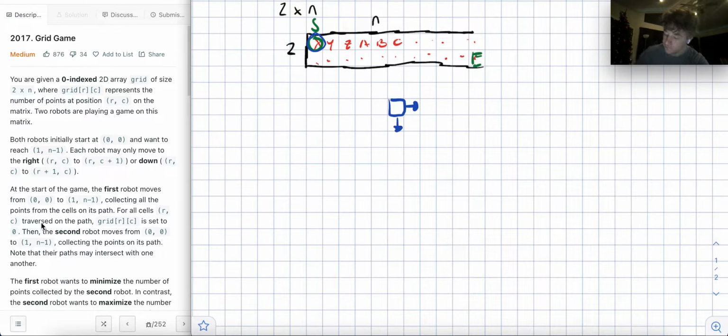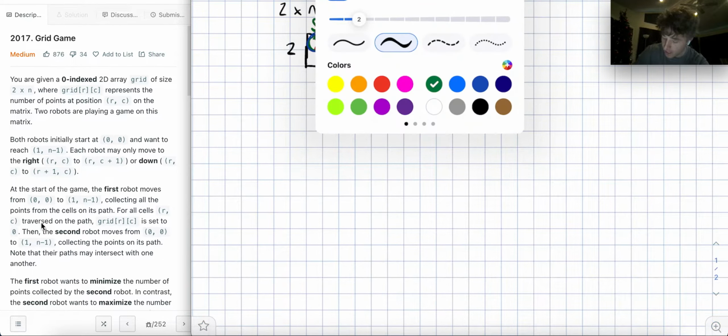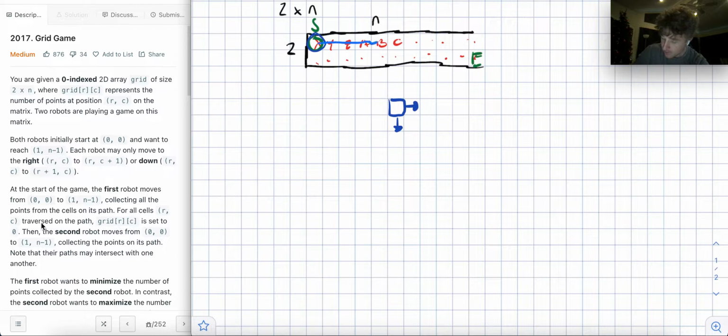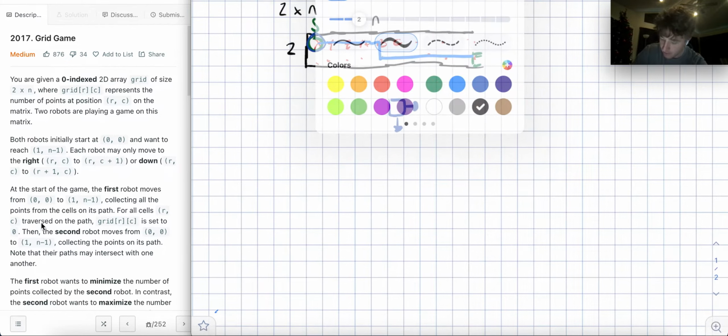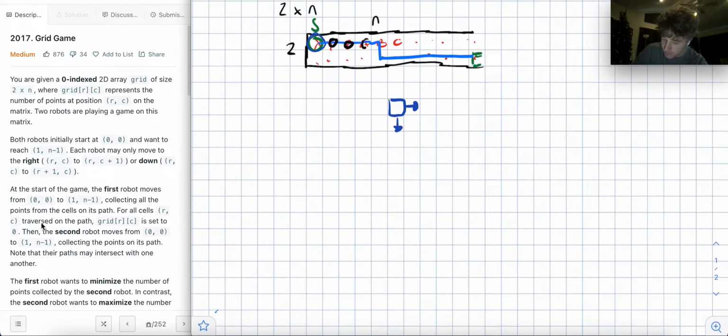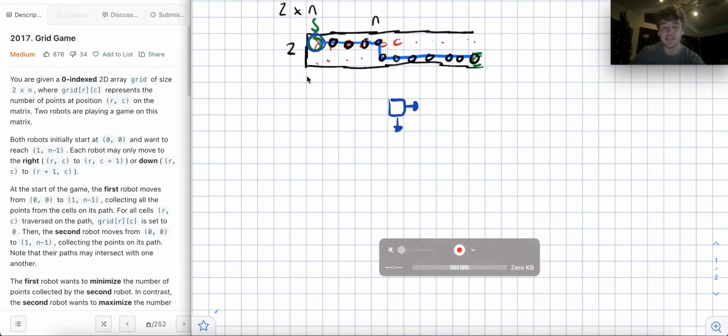So if this initial robot goes down this path, for example, which is valid, because it's only going right and it's only going down, that's going to result in all these cells being zeroed out. So all these values will become 0 across the path that it took. So what does that imply for the second robot? Well, when the second robot goes right, he's not going to collect any points on these paths because they've all been set to 0, right? This used to be X, Y, Z, A, B. Now it's 0, 0, 0, 0, 0.